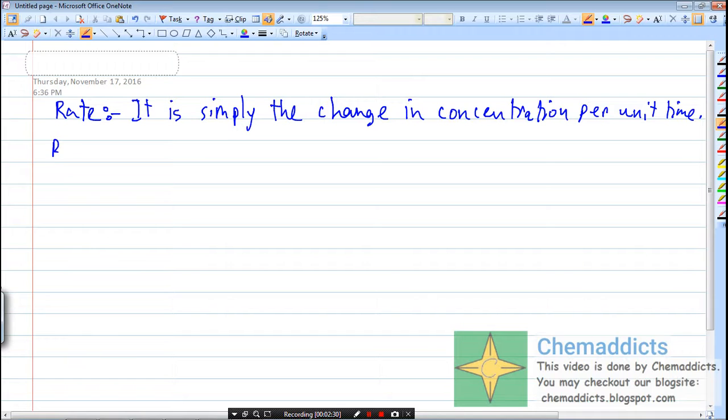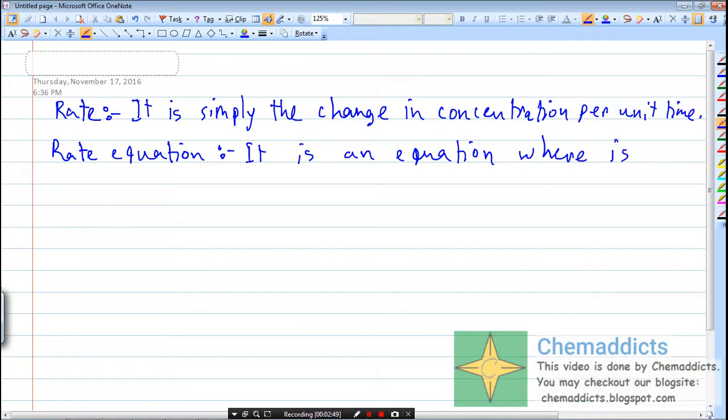Okay, so now let us know what is meant by a rate equation. It is an equation where it shows the following relationship. So what is the relationship? So the relationship is this, just like boyfriend girlfriend.